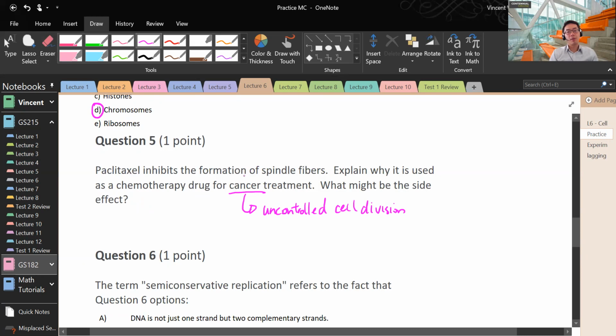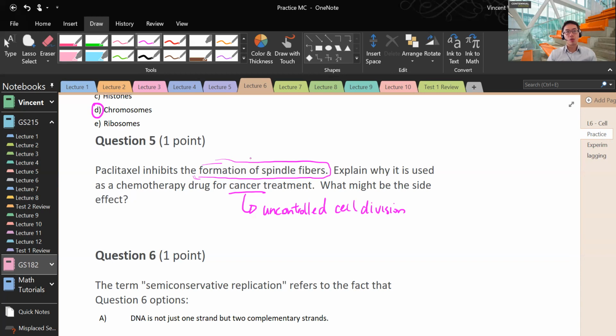So if you have something that inhibits the formation of spindle fibers, then you will basically inhibit the cell division process, right? So you will slow down the cancer progression. The tumor is not going to grow as fast because you are suppressing cell division. But of course, unless you can deliver the drug only to the cancer cells, and we don't have the technology to do that, other cells in the body are also going to be affected.